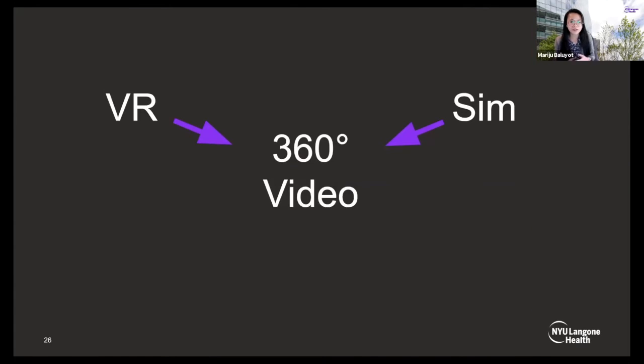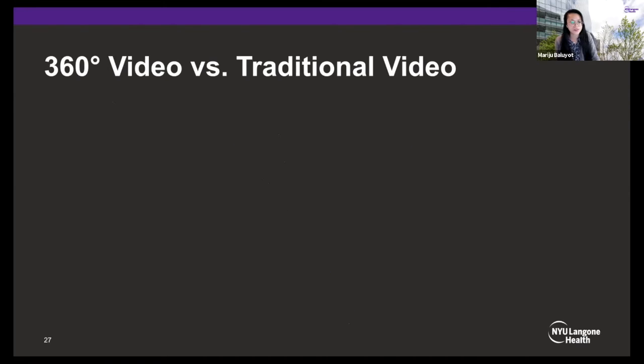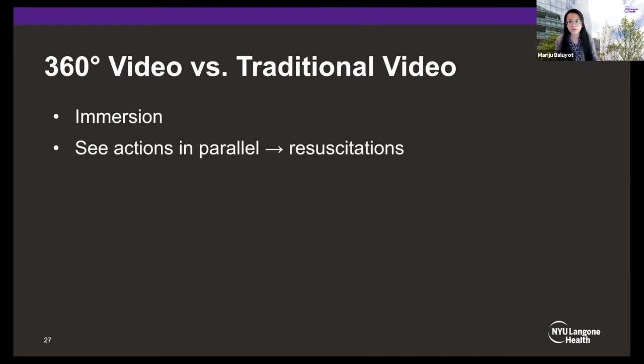I'll add to what I said earlier about 360-degree video having elements of both VR, in-person simulation, and what I'm calling traditional video. For those of you who may have some experience with creating your own videos, even if it's just with your phone, I also wanted to review the differences between experiencing and making 360-degree videos and traditional video. Of course, the whole purpose of 360-degree video is that level of immersion for your viewers as they watch this on their headsets. They'll also be able to see actions in parallel, as you saw with our trauma resuscitation, which is great for complex scenarios like that.